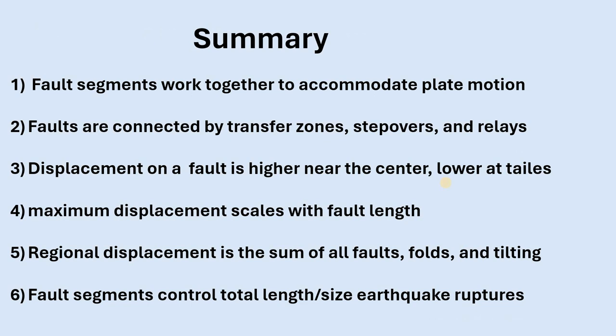So in summary, we see that different faults and different fault segments can work together to accommodate plate motion. Faults tend to be connected by transfer zones, stepovers, or relays, and those areas tend to be very complex. For any single fault or fault segment, displacement tends to be higher near the center of the fault and lower at the tails. Likewise, we see higher maximum displacement for longer faults. And if we're concerned with understanding the whole amount of regional shortening or regional extension, we need to sum all of the faults, the folds, as well as tilting.